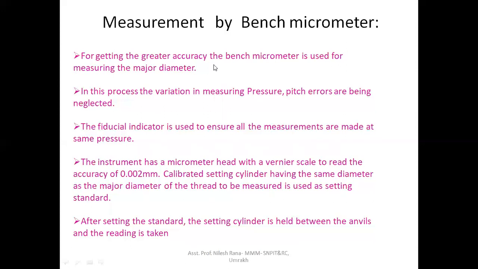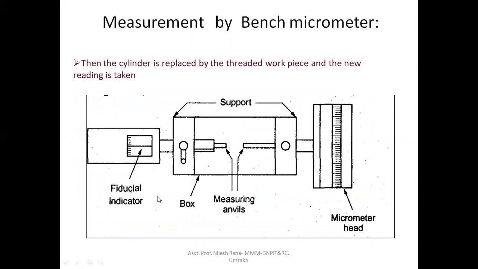For greater accuracy, the bench micrometer is used for measuring the major diameter. In this process, the variation in measuring pressure and pitch errors are neglected. The fiducial indicator is used to ensure all the measurements are made at the same pressure. This is very important. The instrument has a micrometer head with a vernier scale to read an accuracy of 0.02 mm. The calibrated setting cylinder, having the same diameter as the major diameter of the thread to be measured, is used as the setting standard. After setting the standard, the setting cylinder is held between the anvils and the reading is taken.